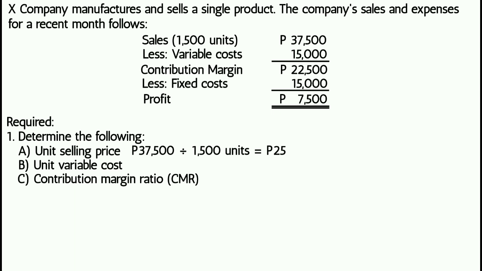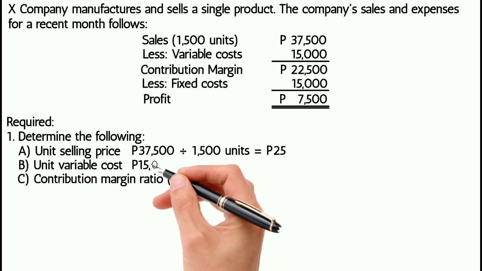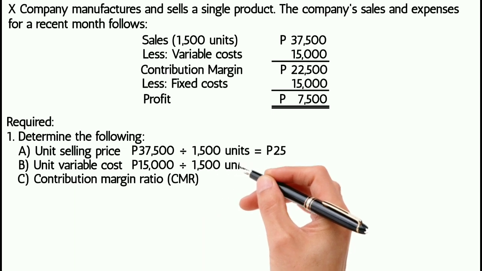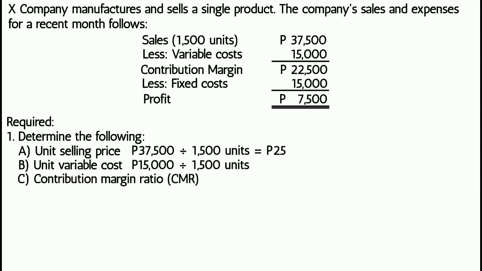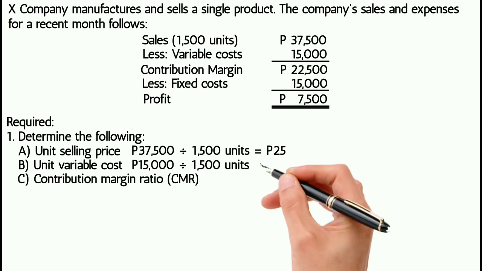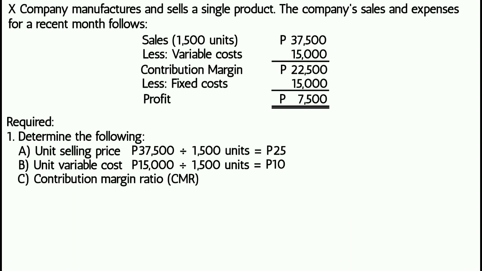Next, unit variable cost or variable cost per unit. Unit variable cost or variable cost per unit is equal to the variable cost divided by the units sold. Ang variable cost ay 15,000 pesos at ang units sold ay 1,500 units. So that is 15,000 pesos divided by 1,500 units, that is equal to 10 pesos. And that is the unit variable cost or the variable cost per unit.